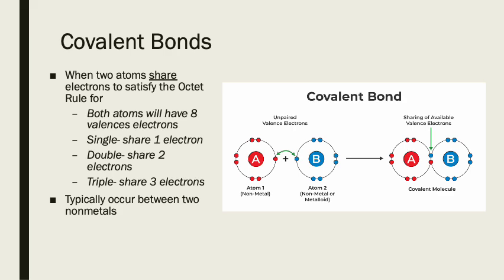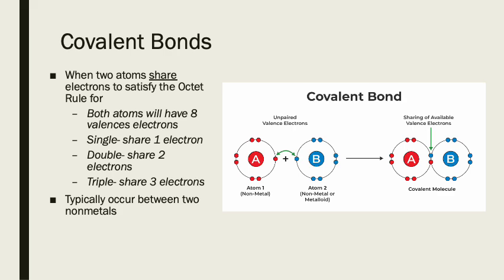If you are bonding and sharing a single set of electrons, it's a single bond. If you're sharing a double set, or 4 in total electrons, it's a double bond. And if you're sharing a triple set, or 6 electrons, it's a triple covalent bond. Usually covalent bonds occur between two nonmetals.